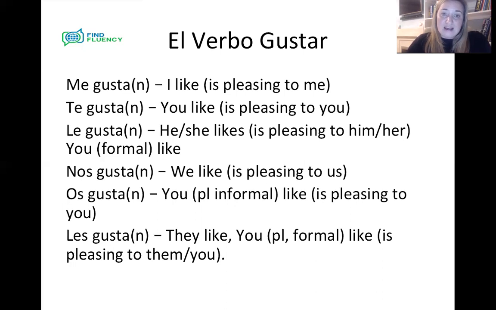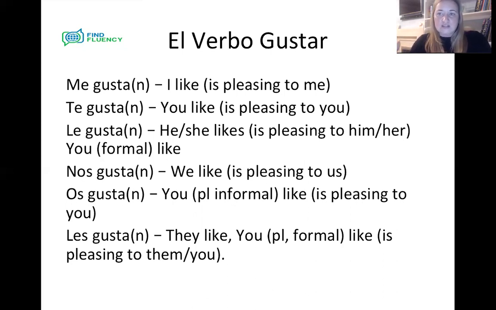It's always going to be either gusta or gustan. What you need to remember is that gusta is for the singular things that you like, and gustan is for the plural things that you like or that other people like. Okay, so if this is all going a little bit over your head at this point, what I want you to take away from the lesson is gusta for singular items, gustan for plural items.